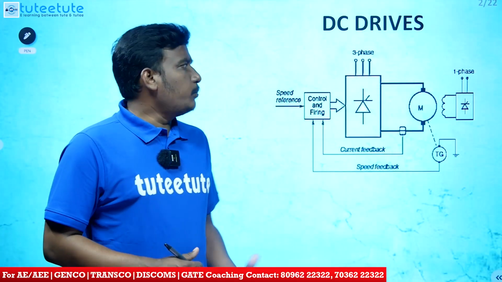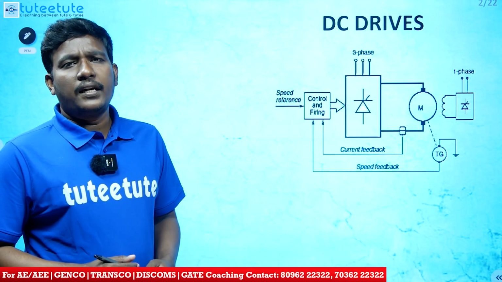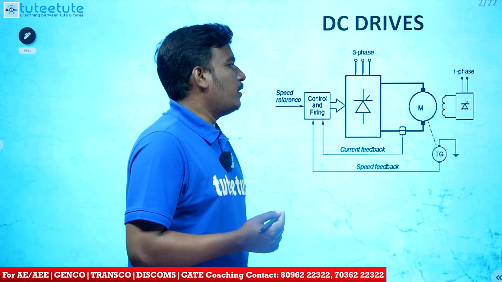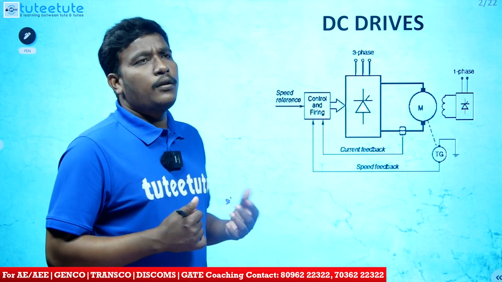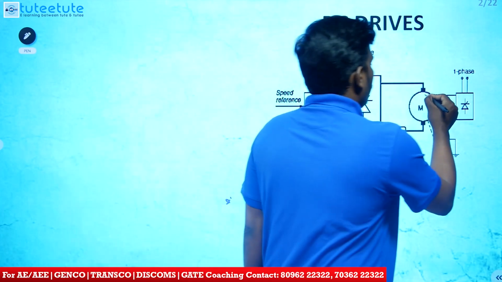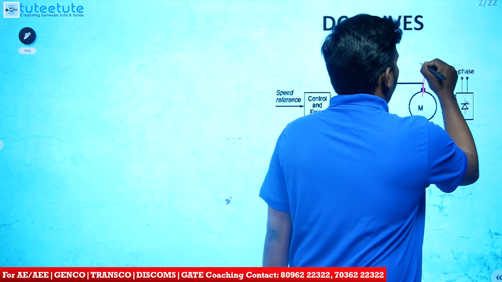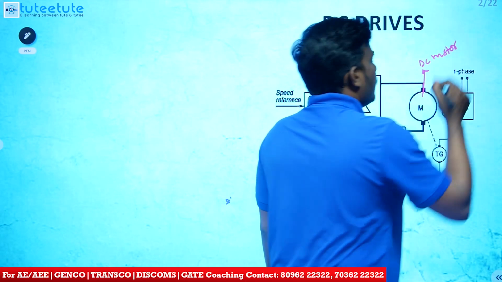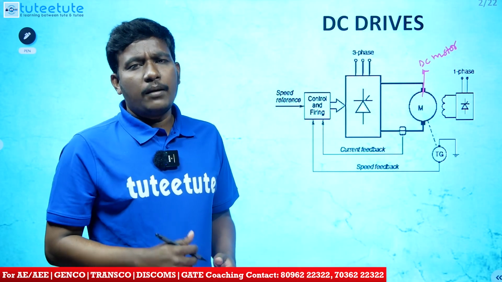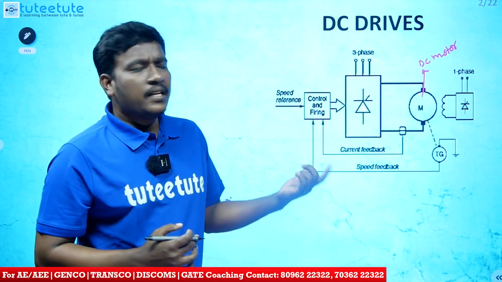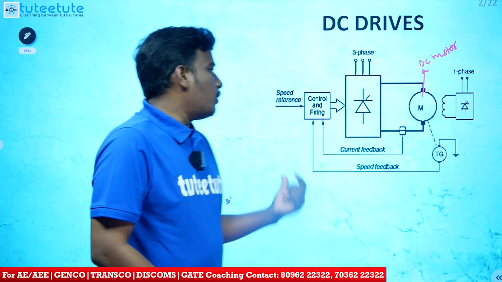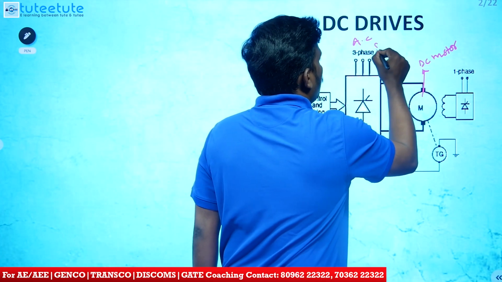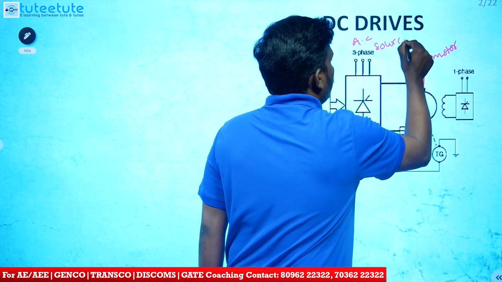Okay, this is the simple schematic of a given DC drive. In a DC drive we are employing a DC motor. The first thing we need to see here is that we are employing a DC motor as the prime mover. The prime mover of a given drive is a DC motor, but the available supply is AC. This is the source.